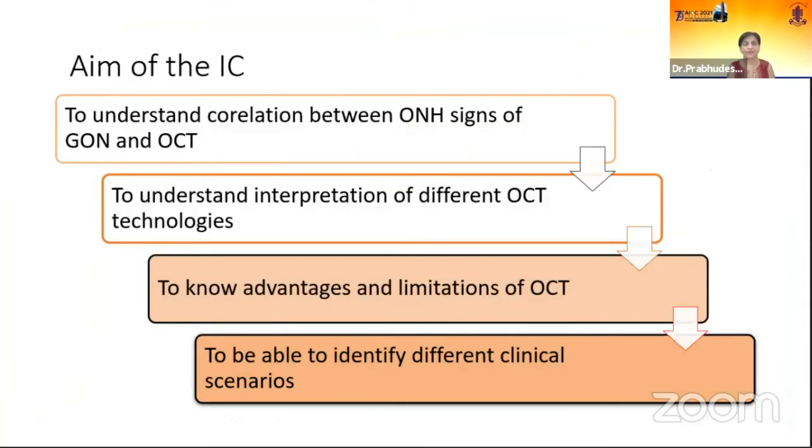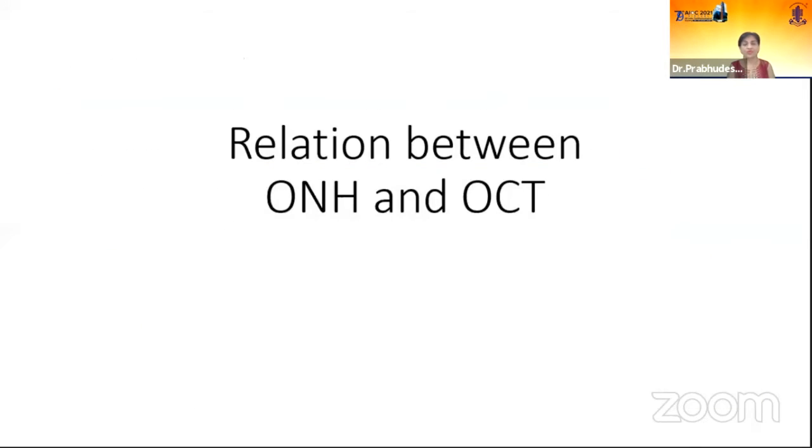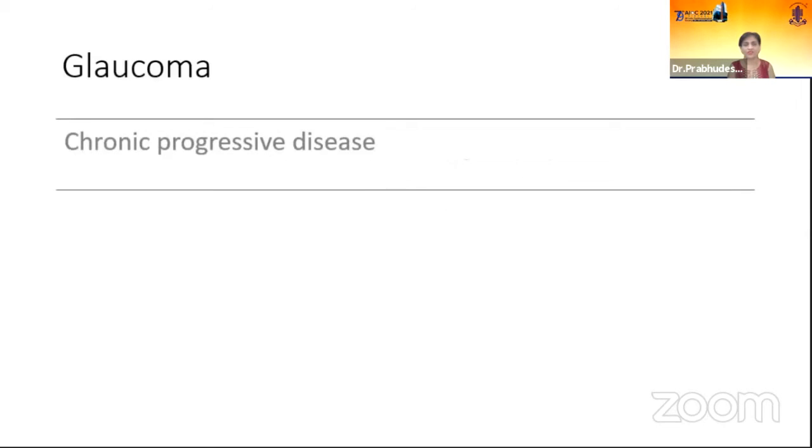So the aim of the IC is to understand the correlation between ONH signs of glaucomatous optic neuropathy and OCT, to understand interpretation of different OCT technologies, to know advantages and limitations of OCT, and to be able to identify different clinical scenarios. So I'll just in brief, in 5 minutes, start my talk on the relation between ONH and OCT.